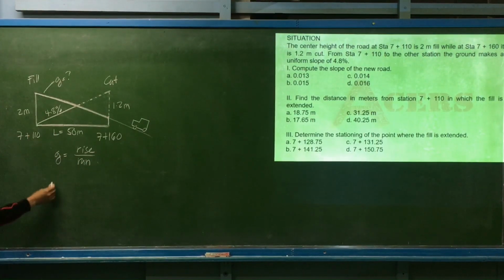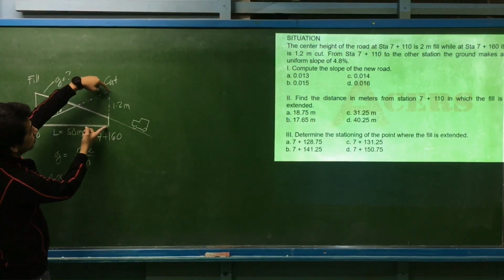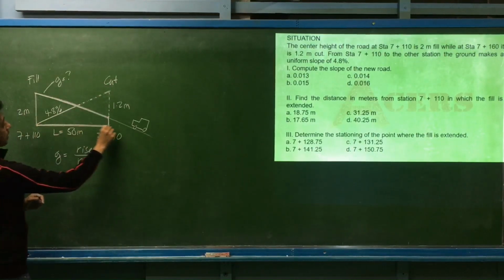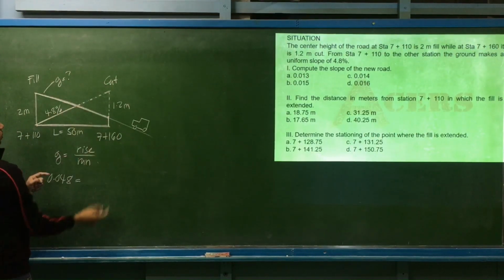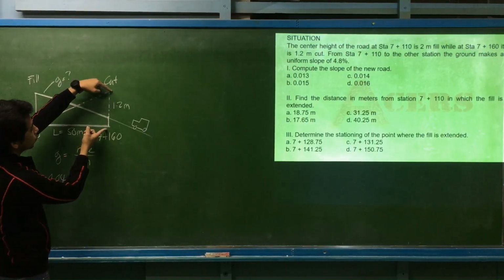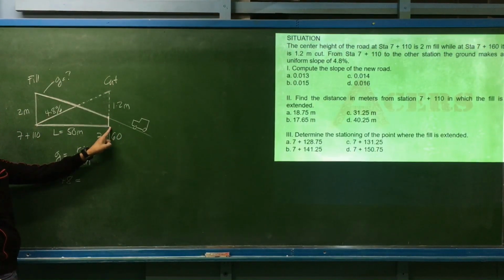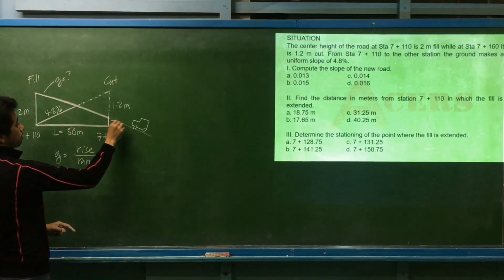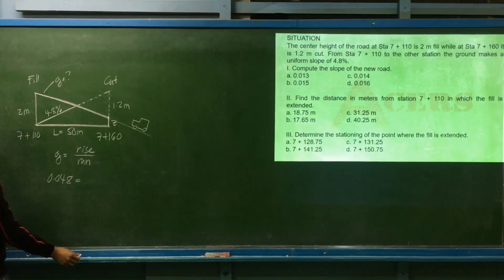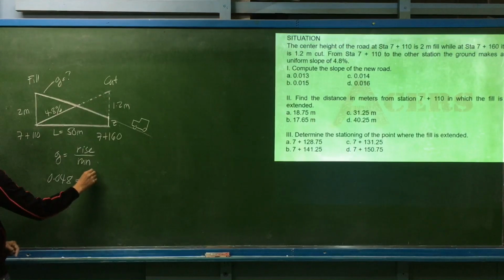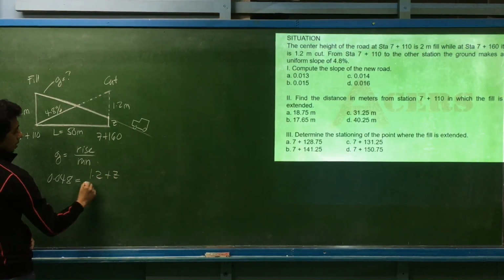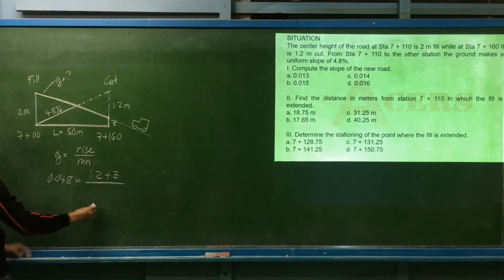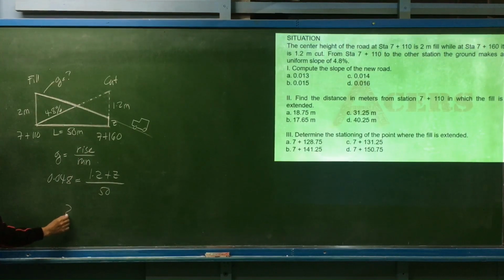Okay, so dito muna tayo sa 0.048 is equal to, ano yung kanyang equivalent rise? Okay, so mag-focus tayo dito sa triangle na to. So the equivalent rise is 1.2. Hindi natin alam up to what point yung kanyang cut. So ilagay ko muna ito as Z. So ano yung kanyang equivalent rise? That is 1.2 plus Z divided by the run. Ano yung run? We have 50 meters. So, kunin natin yung value ng Z.